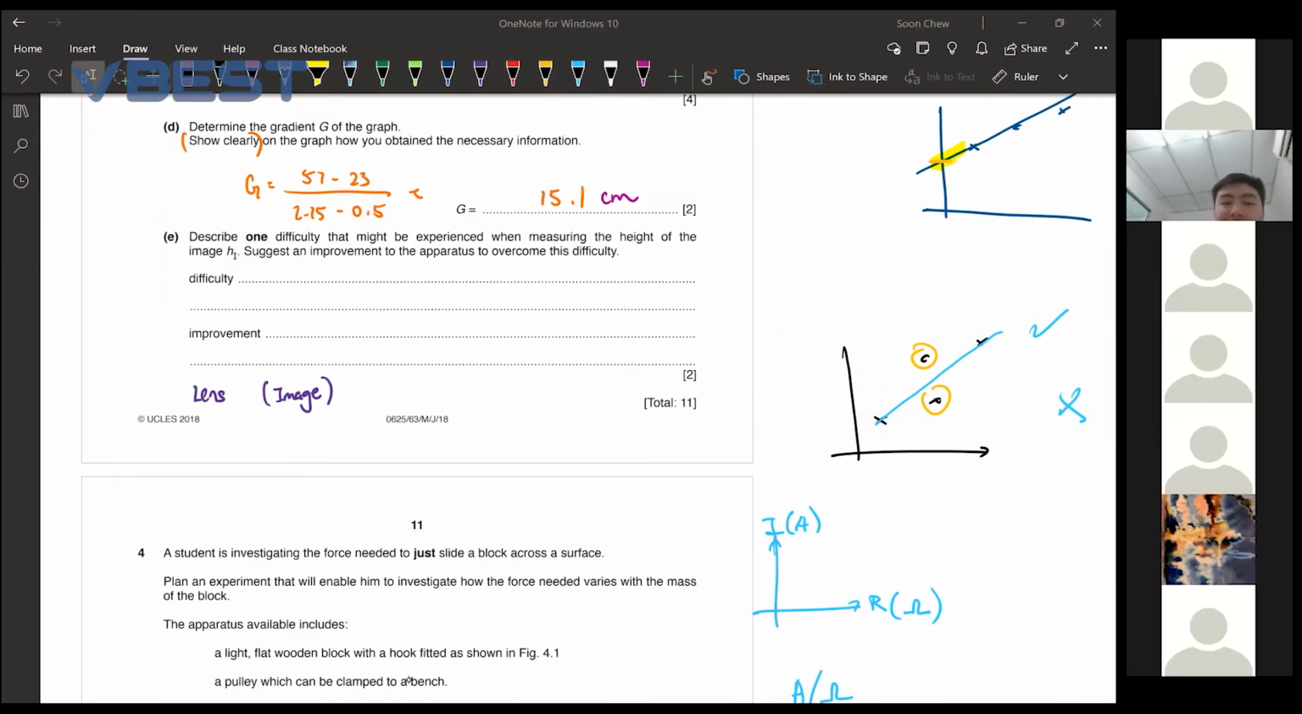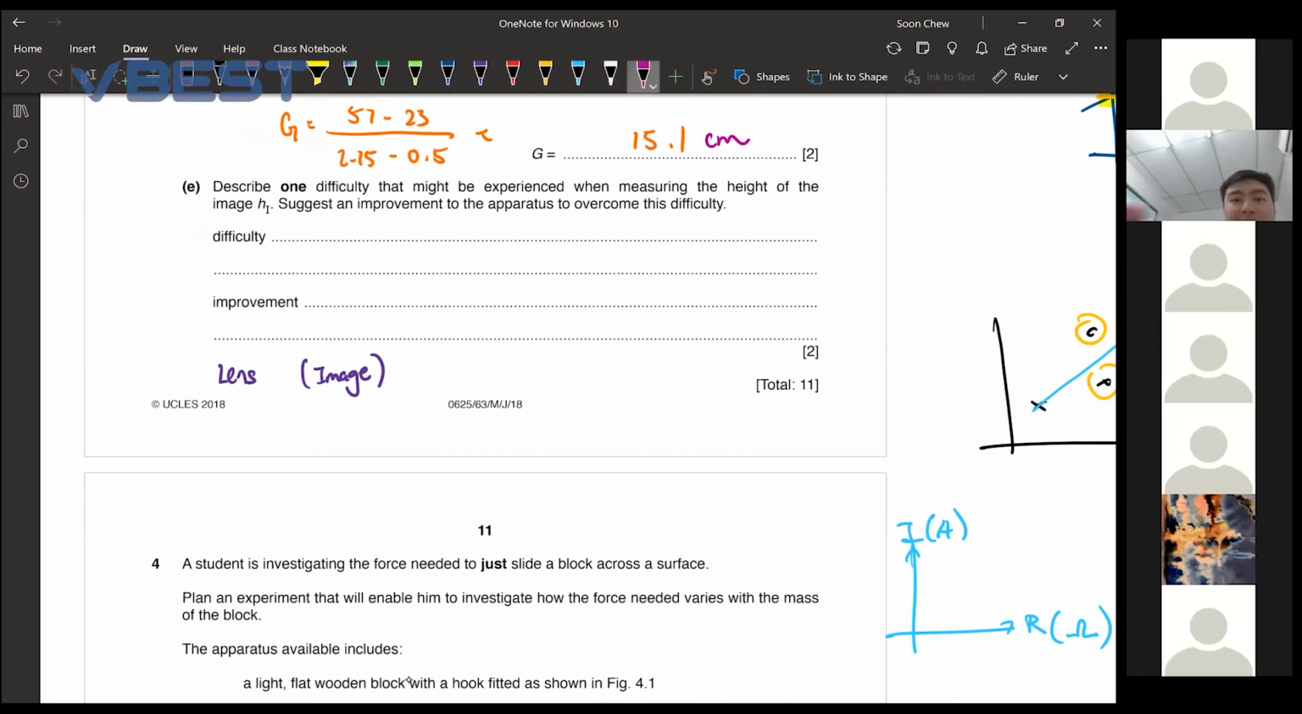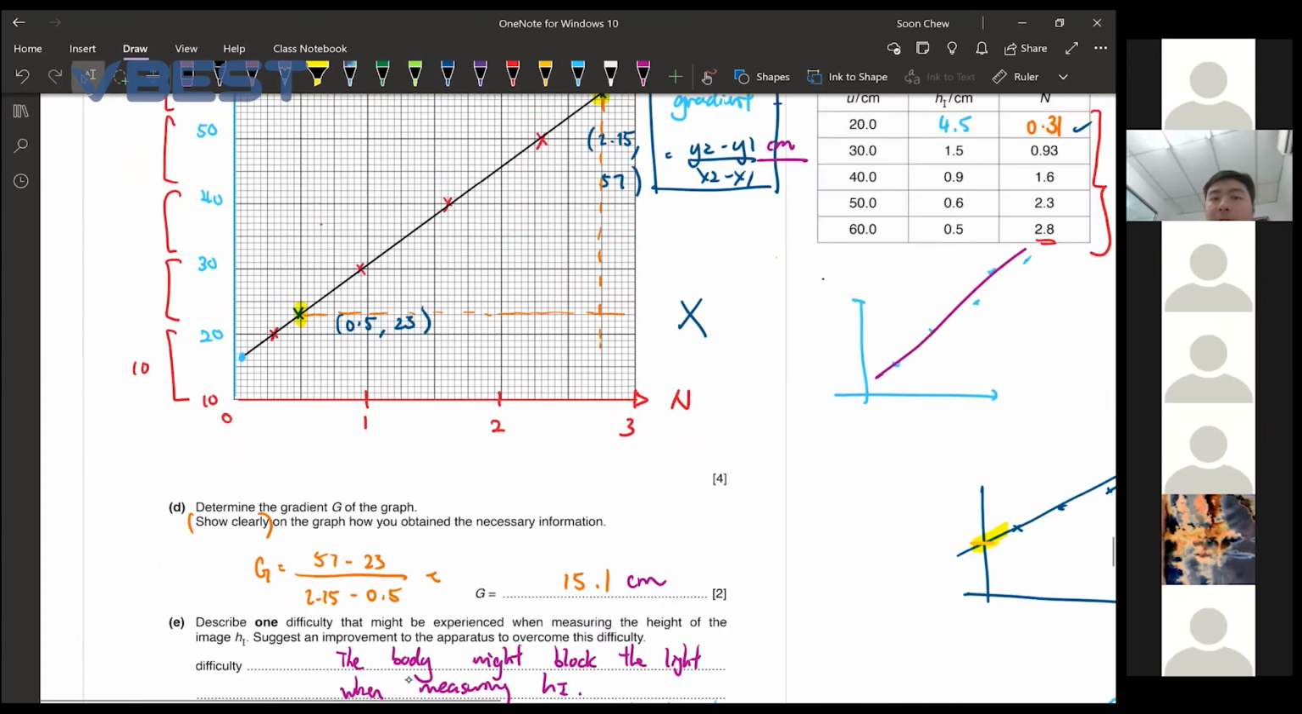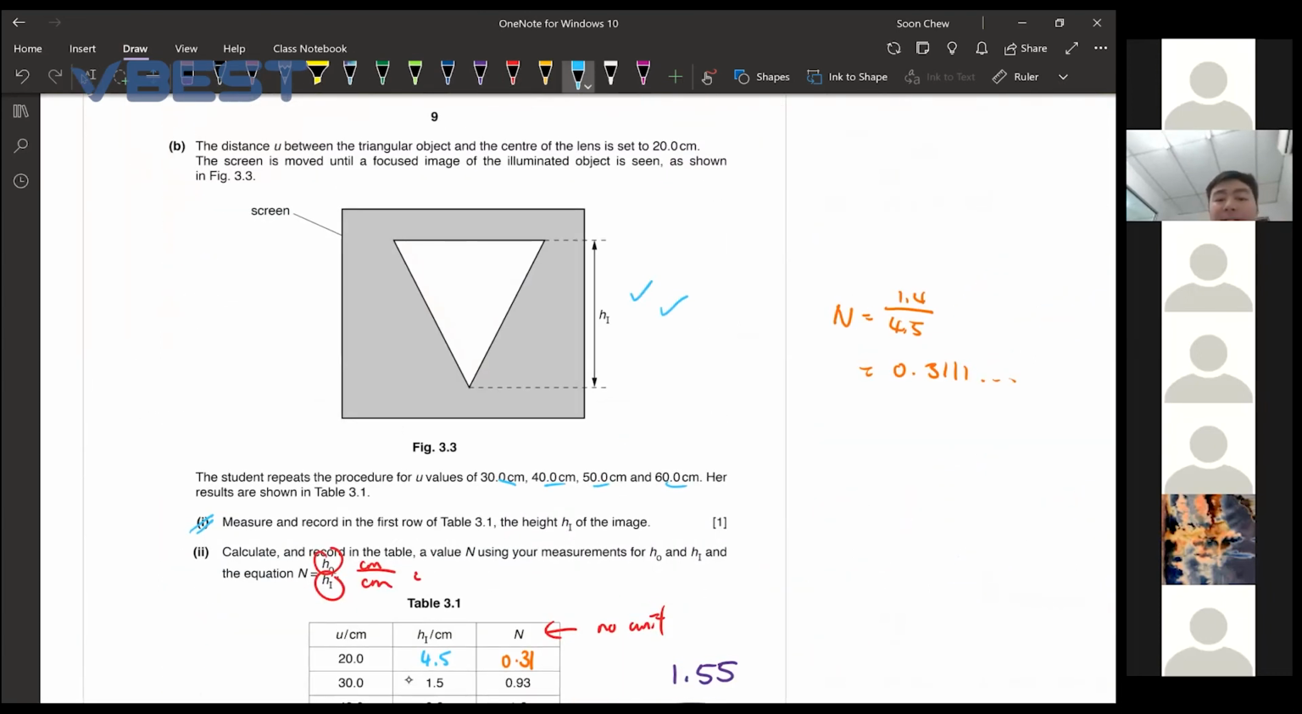So for these questions, we actually discussed already previously. The difficulty is... okay. Then for your improvement, you can tell them to replace the screen with a translucent screen. Can I say the image is too small? I don't think you can in this case because your image right now is 4 point something cm. So in this case, it's not too small for you to measure.